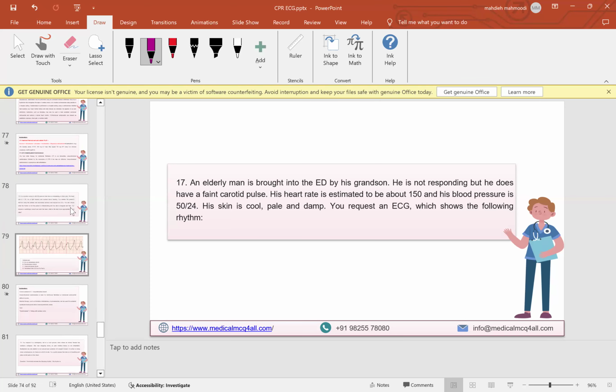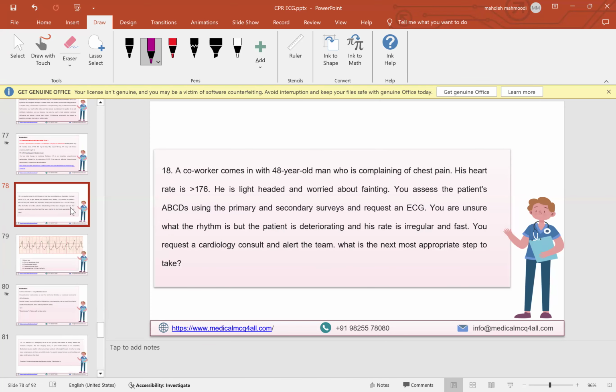A coworker comes in with a 48-year-old man who's complaining of chest pain. His heart rate is more than 176. He's lightheaded, worried about fainting. You assess the patient, ABCD, using the primary and secondary survey. You request an ECG. You are unsure what the rhythm is. The patient is deteriorating, heart rate is irregular and fast. You request a cardiology consult, alert the team. What is the most appropriate step to take?